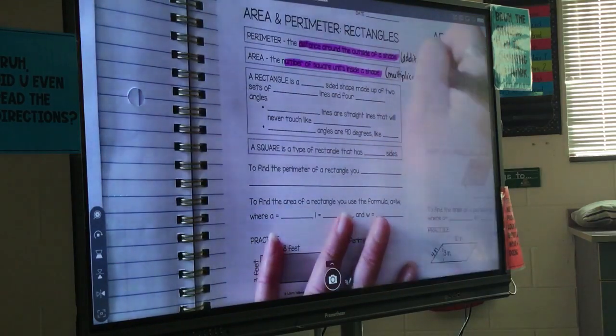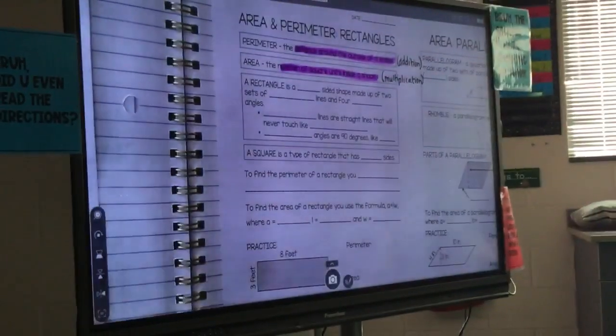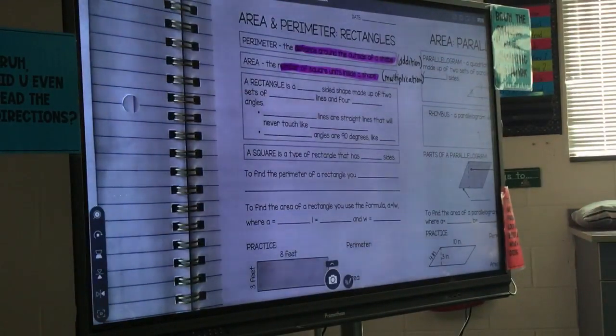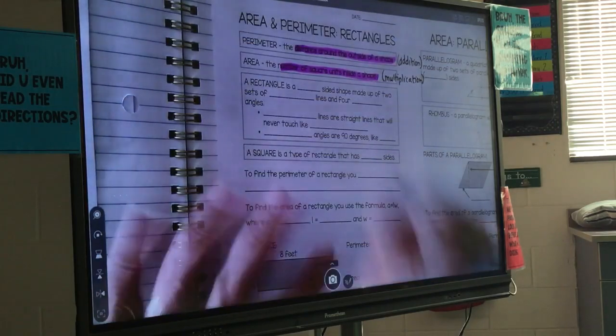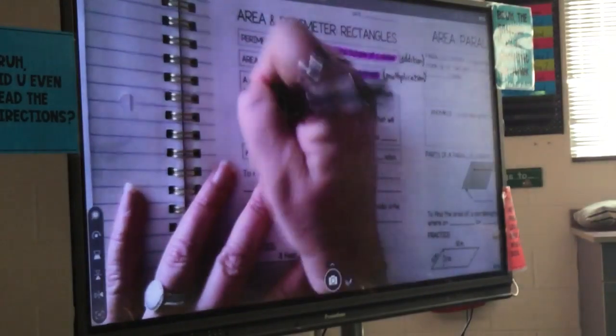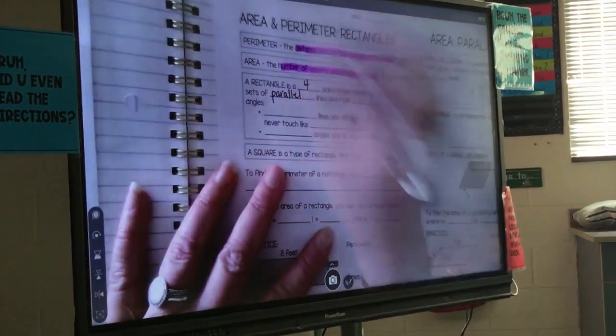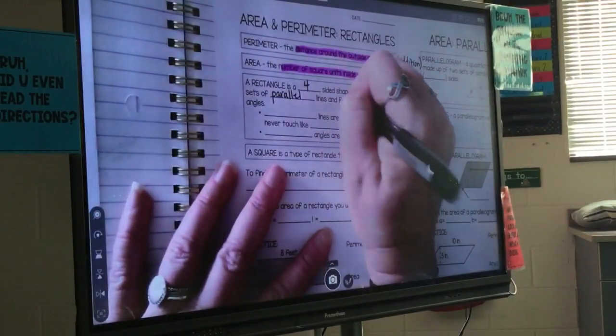All right, so when you're doing area, you're going to be doing multiplication. So perimeter is the outside, and it's addition, so you're adding up all the numbers on the outside. And area is multiplication. You're going to be multiplying 2 numbers or 3 numbers, depending. So a rectangle is a 4-sided shape made up of 2 sets of parallel lines and 4 right angles.